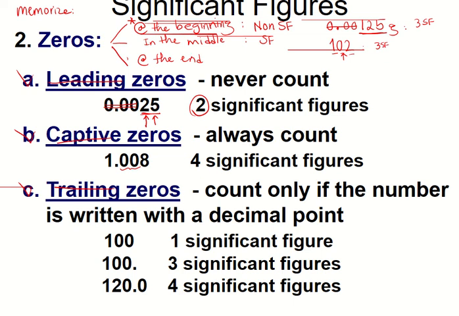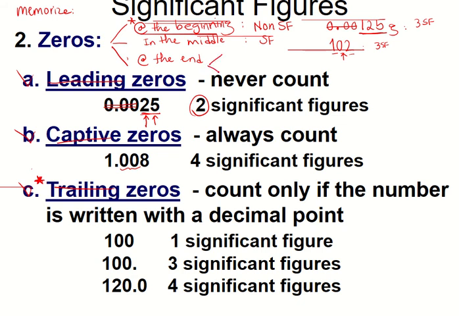Another type of zeros is when we have zeros at the end. Please understand this is the most important type of zeros in this slide, and most of the time you are asked about this type of zeros at the end.